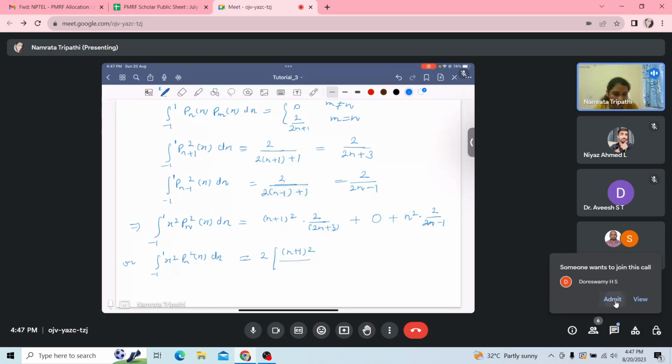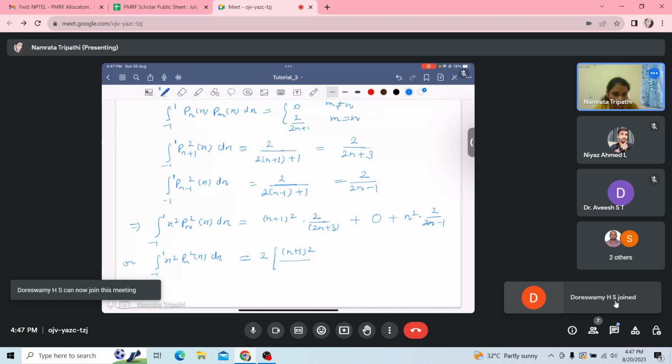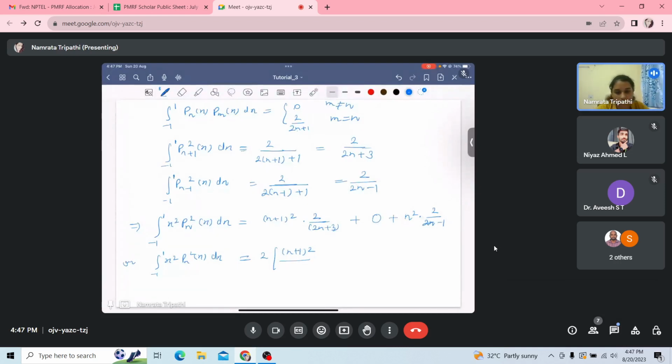Is there any confusion? Dr. Swami HS joining now. I think this is the last question. Here we have the term 2n plus 1 square, so we can divide by 2n plus 1 square. So this is the answer.